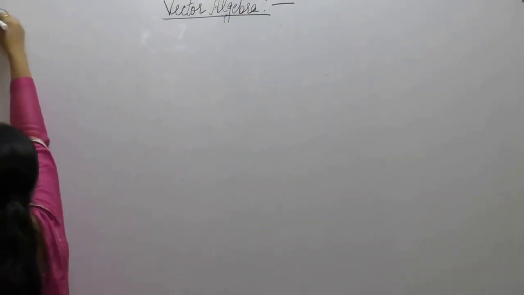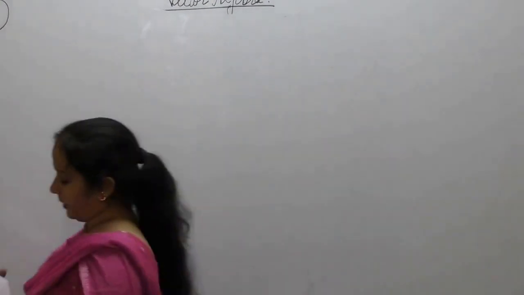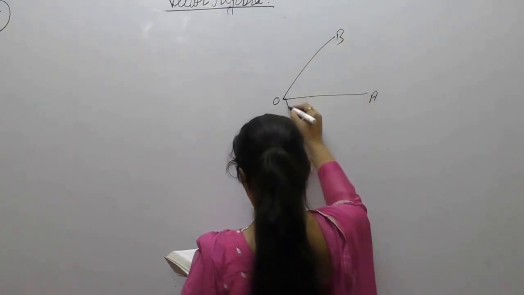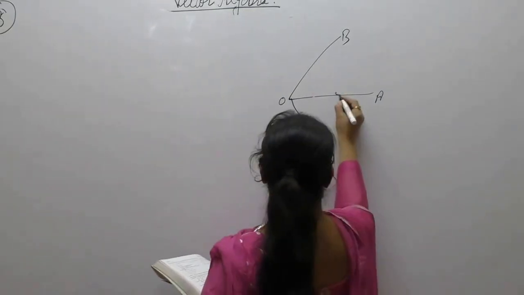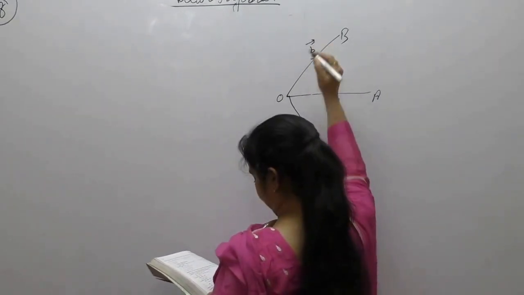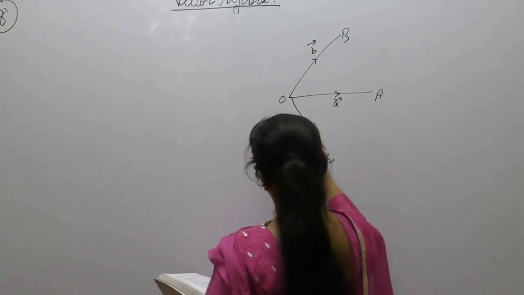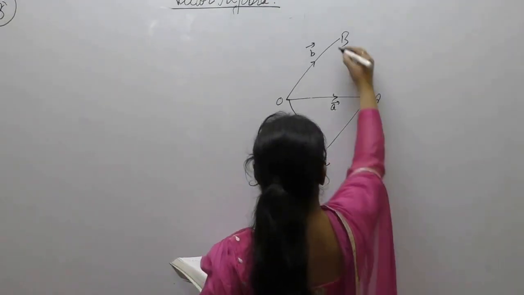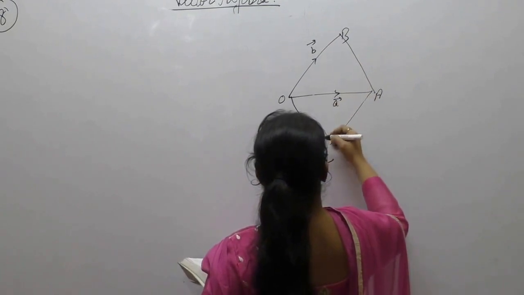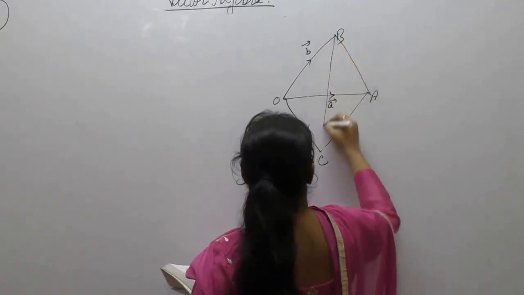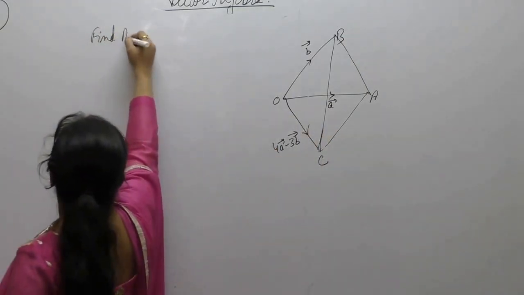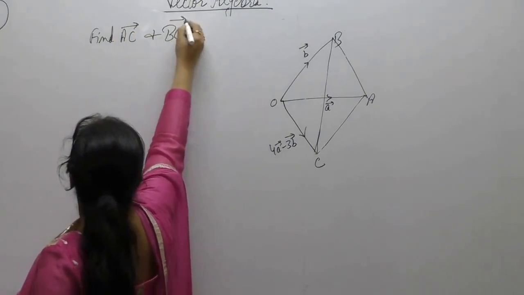Now next one. Vectors drawn from the origin to the points A, B and C are respectively A vector, B vector and 4A vector minus 3B vector. Find AC vector and BC vector.